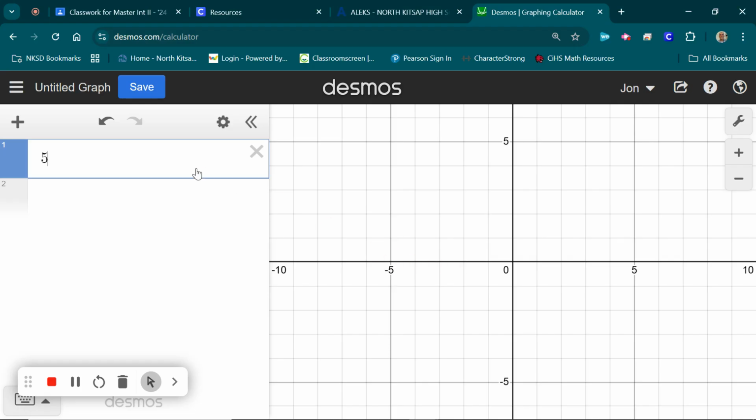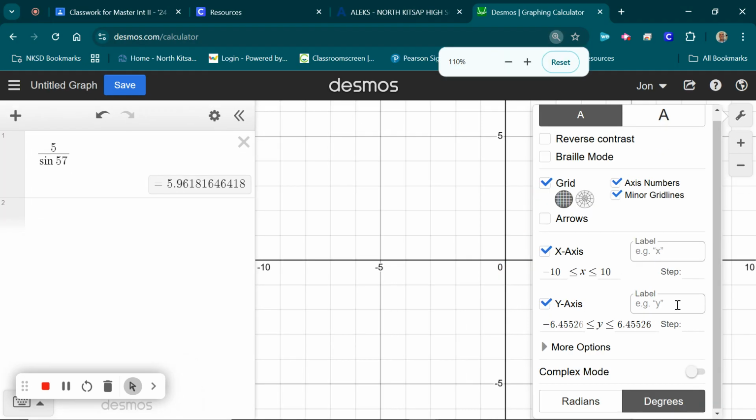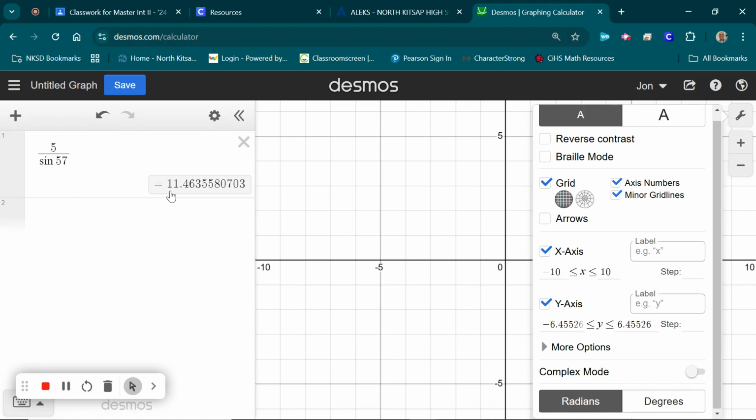So I'm going to go 5 divided by sine 57. If you don't get 5.96 after typing that in, you're in the wrong mode over here. You're not in degree mode. It needs to be black on degree. So if I change to radians, that's the answer you get. That's wrong. If I'm in degree mode, 5.96 something.